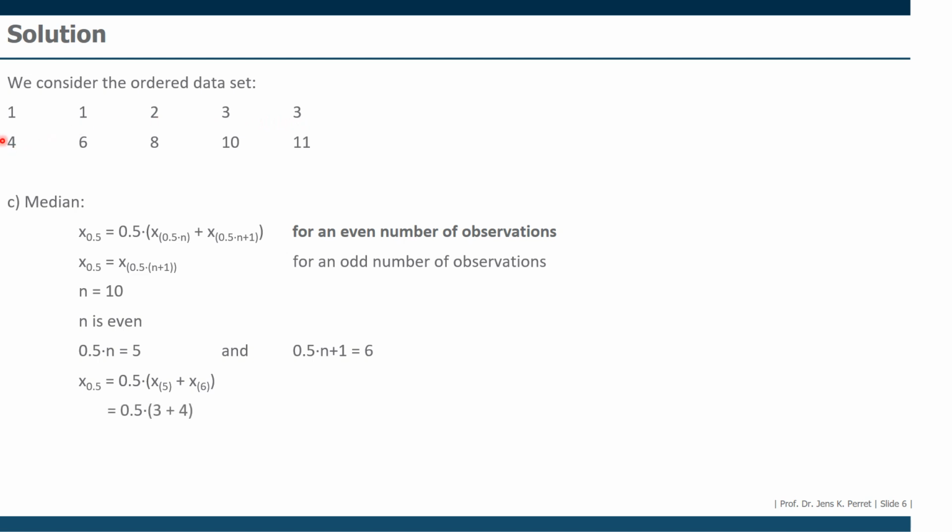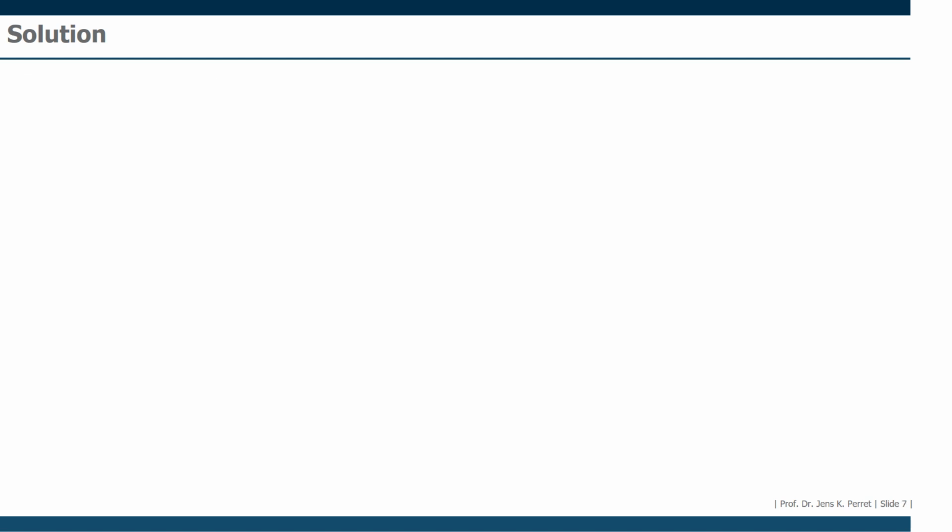And then I'm going to calculate the average of 3 and 4, giving me as an end result 3.5. And that's my median of this data set. So in other words, if I have an even number, I'm always considering the average of the two values in the middle. Well, there was the third part of this exercise, so let's turn to the arithmetic mean.